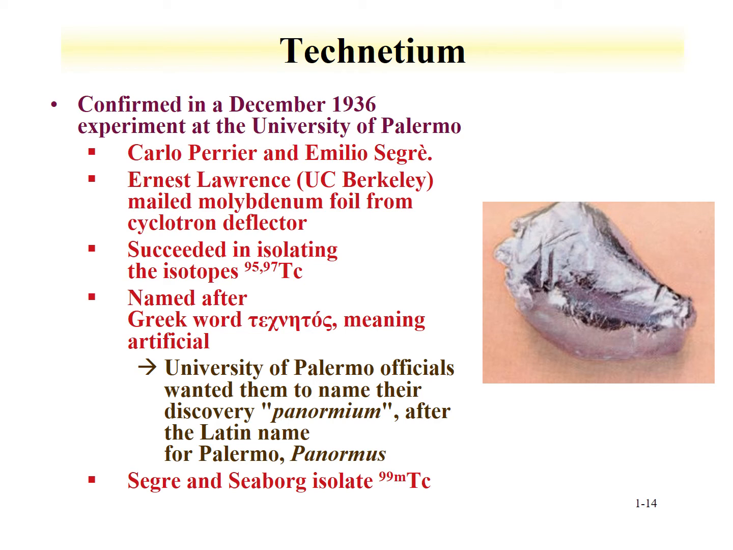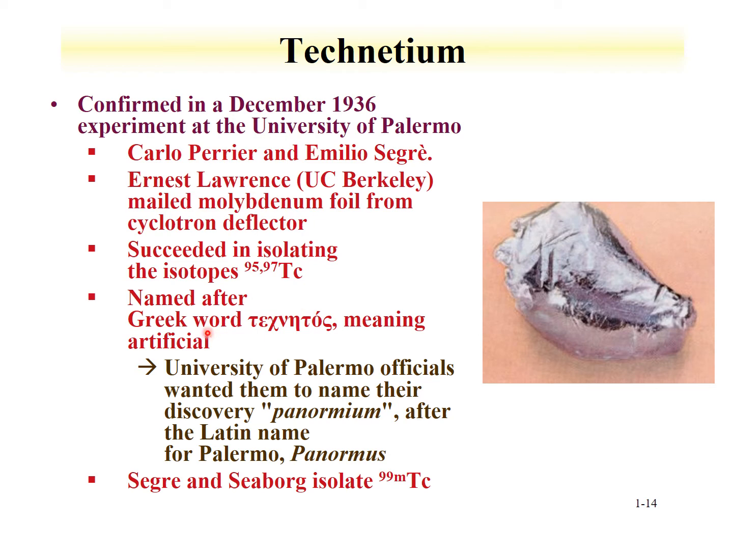There were nuclear reactions where the molybdenum was gaining a proton, going from Z of 42 to 43, 43 being technetium. They dissolved it and chemically isolated some other element that was different in chemical behavior from the molybdenum, identified it as technetium-95 and technetium-97, and they named it after the Greek word technikos, meaning artificial, so technetium. The University of Palermo officials wanted to name it after the Latin name of Palermo.